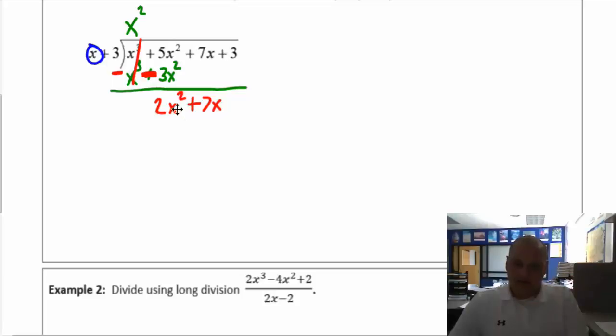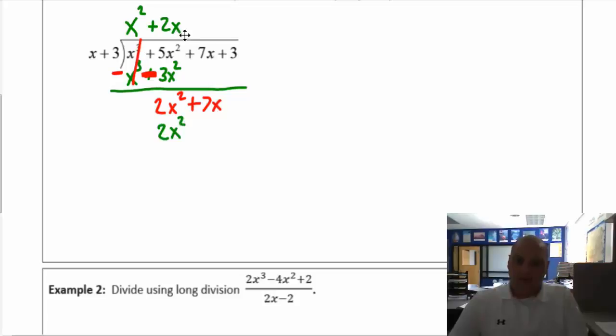X and 2x squared. Okay, how many times does x go into 2x squared? It goes in 2x times. What are you talking about, 2x times? Well, because I know that 2x times x gives me 2x squared, so I know it goes in evenly.